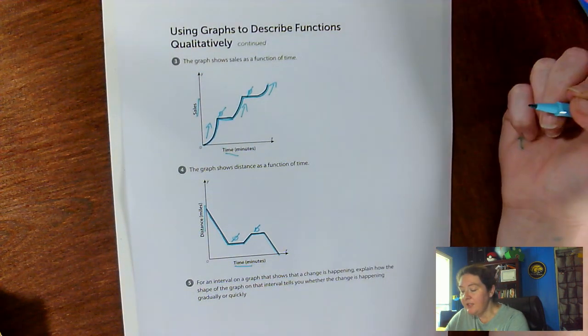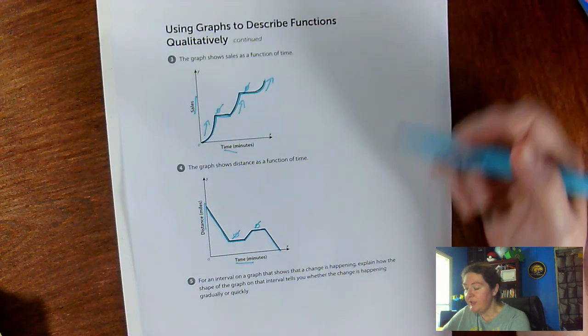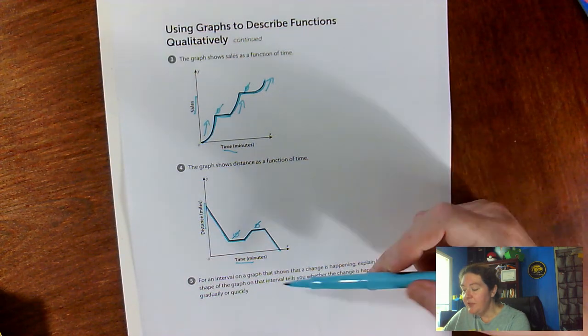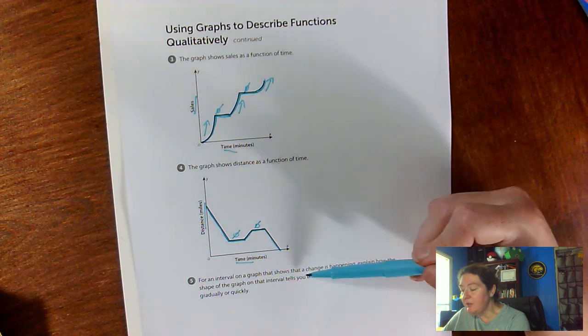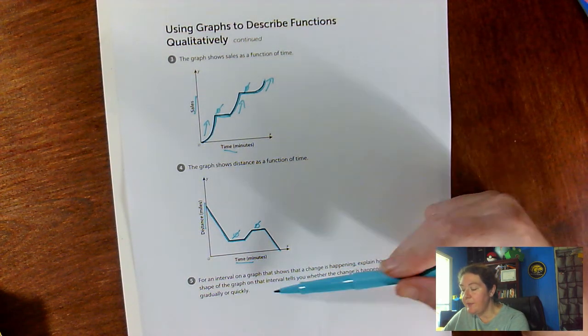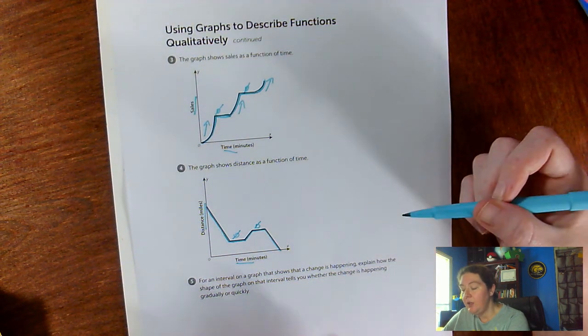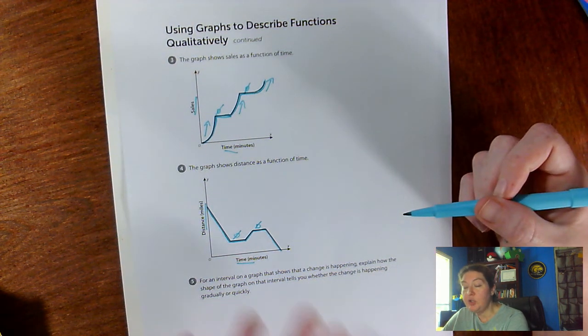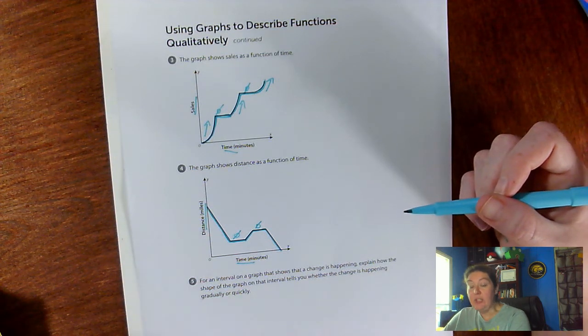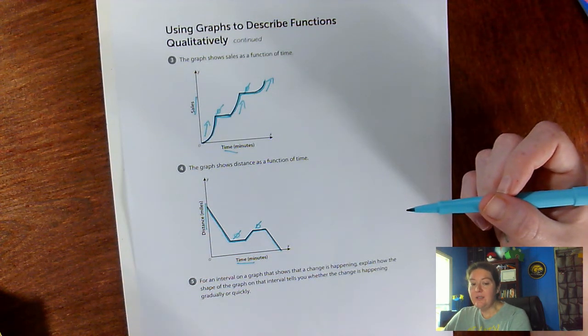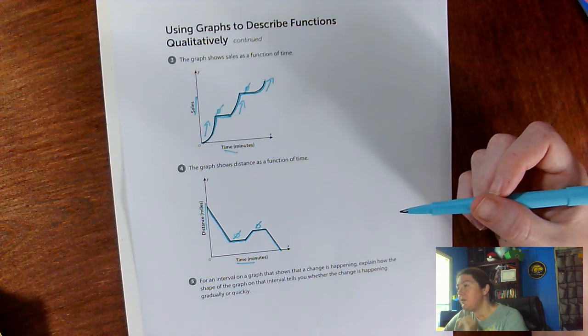Number 5 says, for an interval on the graph that shows a change is happening, explain how the shape of the graph on that interval tells you whether the change is happening gradually or quickly. In other words, when you're looking at a graph, how can you tell the difference between something happening quick and kind of a slowdown? So that's your job.